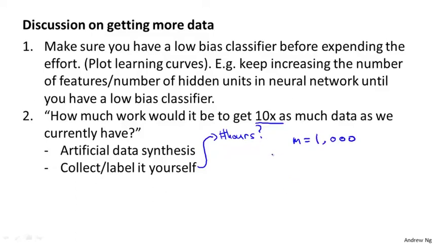And sometimes maybe it'll take you 10 seconds to label one new example. And so if I want 10x as many examples, I do a calculation. If it takes me 10 seconds to get one training example, if I want to get 10 times as much data, then I need 10,000 examples. So I do the calculation. How long is it going to take me to manually label 10,000 examples if it takes me 10 seconds to label one example?